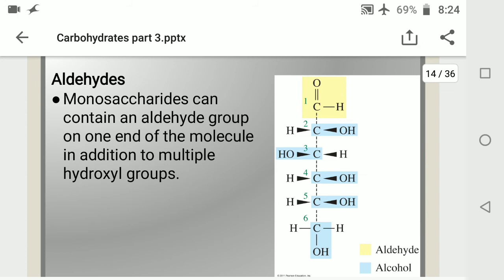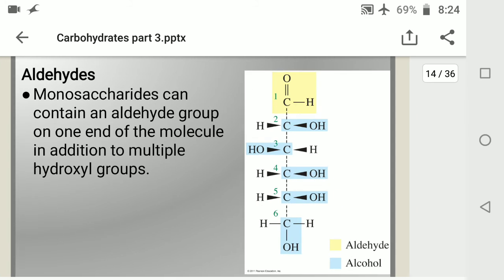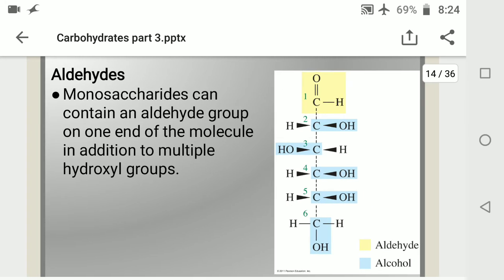Aldehydes: monosaccharides can contain an aldehyde group at one end of the molecule in addition to the multiple hydroxyl groups. See the aldehyde structure, that is CHO. Remember very well, aldehydes have the CHO functional group. See here, in yellow color the aldehyde is there, and in blue color there is an alcohol.